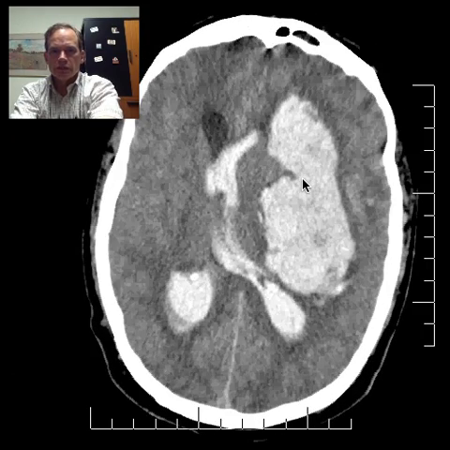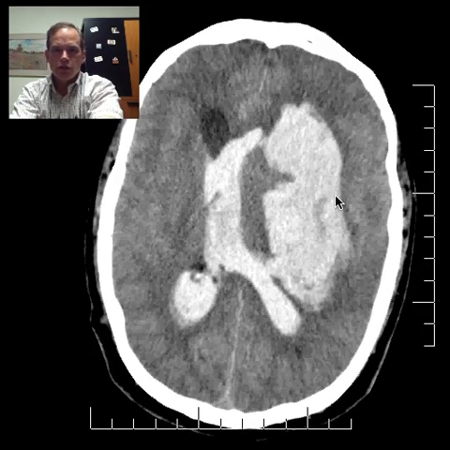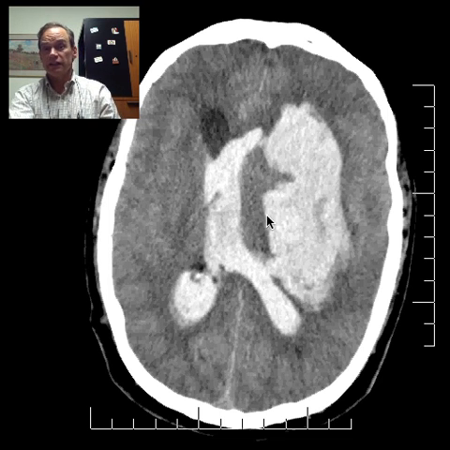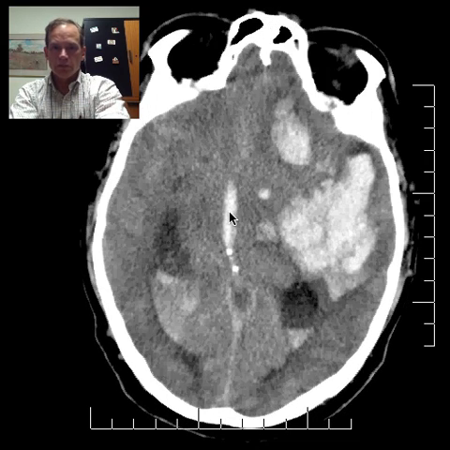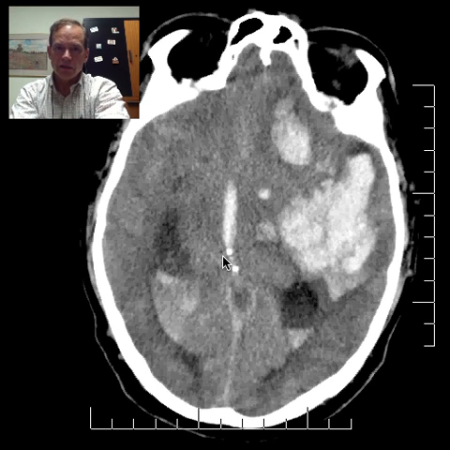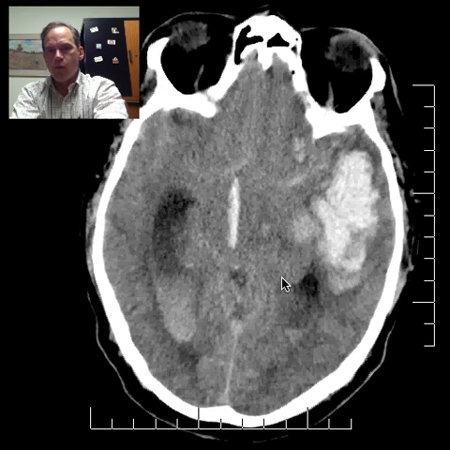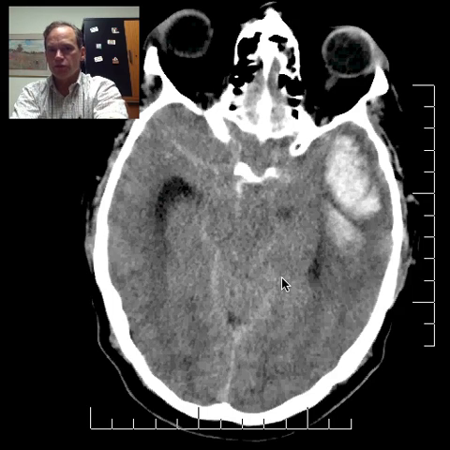So going through where we see abnormalities, then: huge left basal ganglia hemorrhage. And there is intraventricular extension with a large amount of blood in the lateral ventricles, and here. Where is that? That's a ventricle. It's the third ventricle.